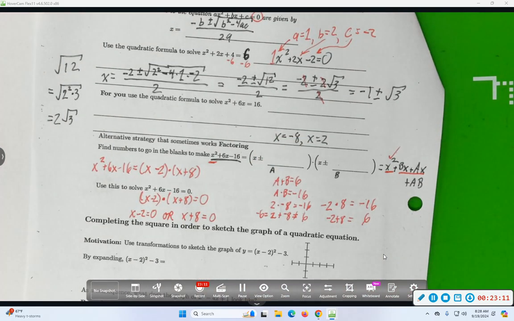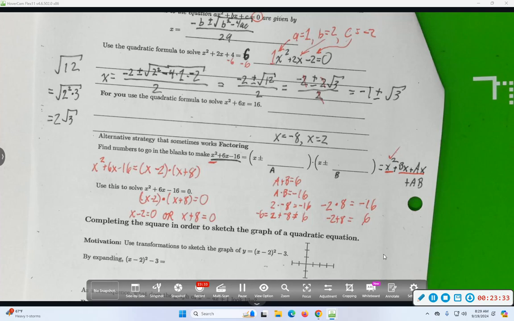If I had a 5 on the other side, factoring would have been worthless. This would not have helped. So x minus 2 is 0, or x plus 8 is equal to 0. Are both of those equations easy to solve? So what's x? What are the solutions of this equation? 2 and negative 8. Same as we already knew.